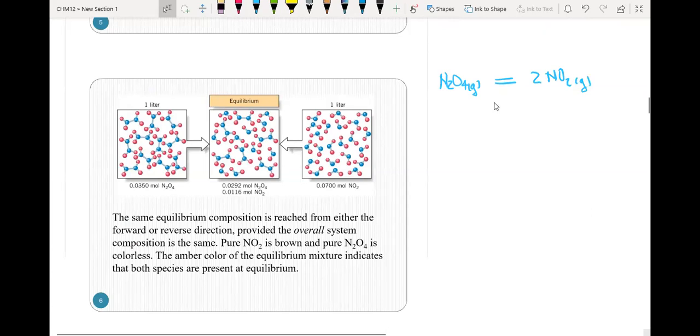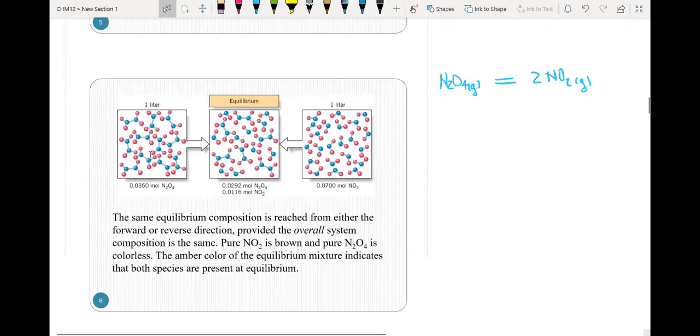This is the point. The equilibrium can be reached from any position. It's a very important concept. The equilibrium can be reached from any position. That means you can start from this side and the reaction will go to the right until it reaches the equilibrium.